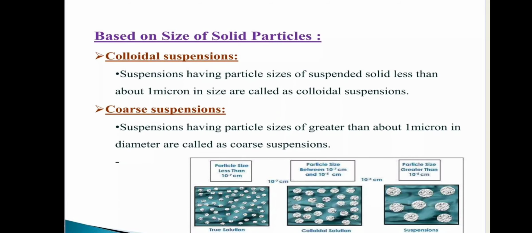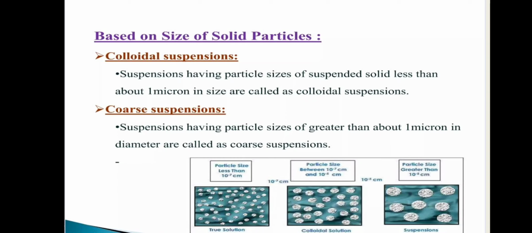Then the next one is based on the size of solid particles. Colloidal suspension: a suspension having a particle size of suspended solid less than about 1 micron is called a colloidal suspension. The second one, coarse suspension: a suspension having a particle size greater than about 1 micron in diameter is called a coarse suspension.